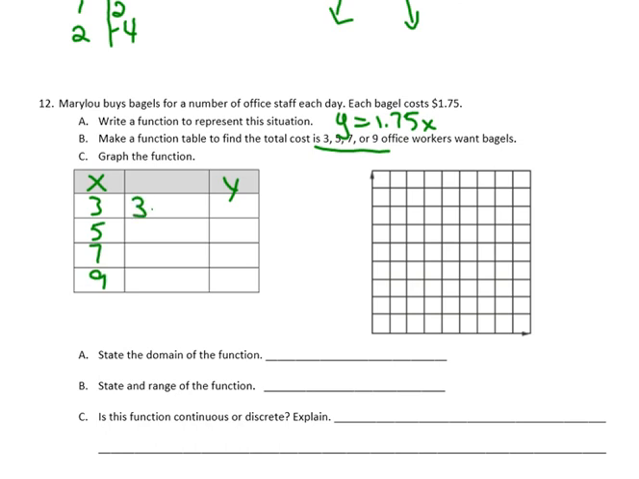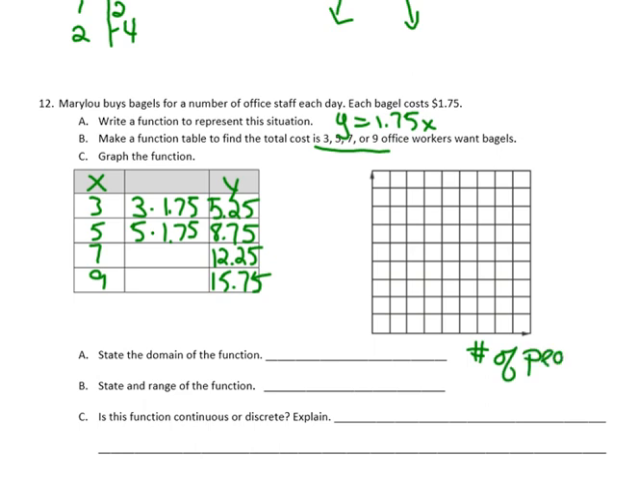So this is 3 times $1.75. This is 5 times $1.75, and so on. You should get 525, 875, and again, this was all calculator work. 1225, 1575. They wanted you to graph it, so this is the number of people. Yes, people. This is the cost.